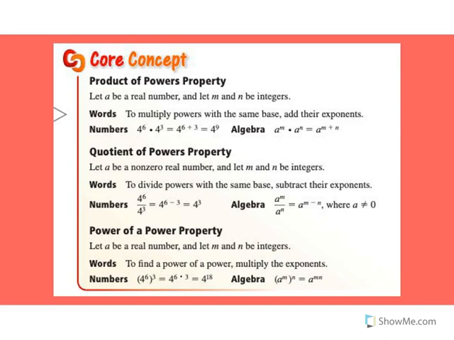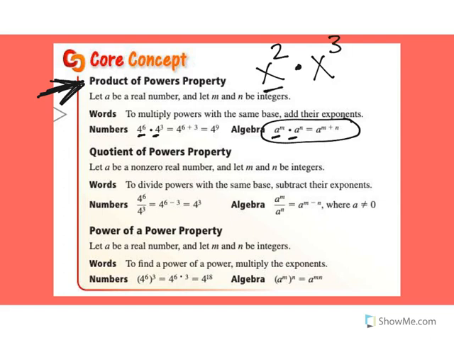So, product of powers. A lot of these are just kind of fancy names, and I apologize, they might not make any sense, but product of powers property. What that means is that if you have 2 of the same base, so they're both A's, or here they're both 4's. So if you had x to the second times x to the third, that's the same base, they're both x's, right? This doesn't work if you had x squared times y to the third, because those are not the same bases, so you can't do that.